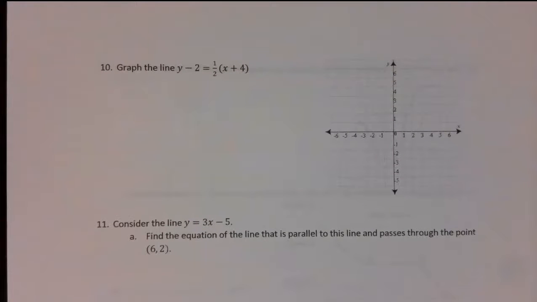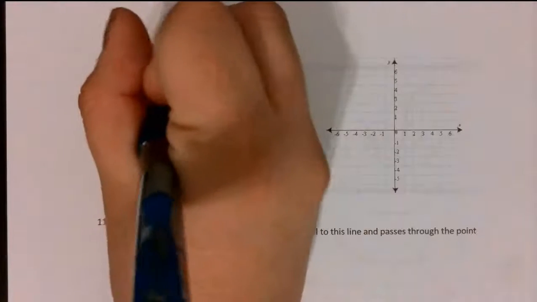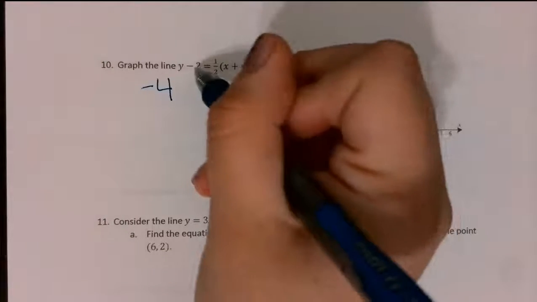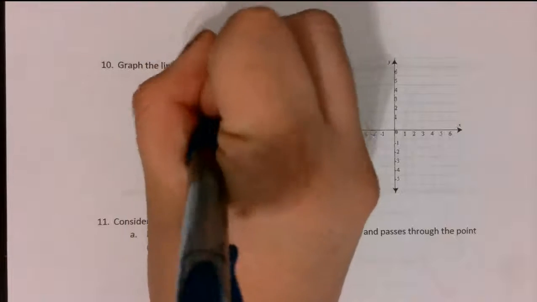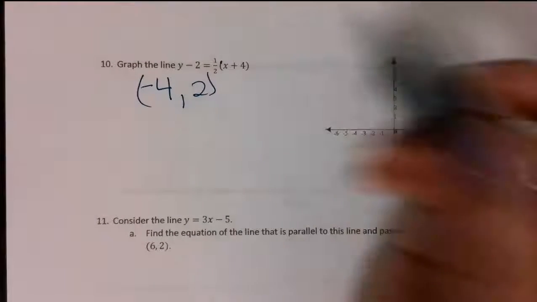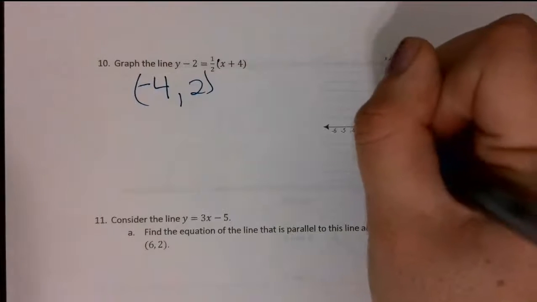Moving on, this one wants me to graph the line y minus 2 equals 1/2 x plus 4. So this one is in point slope form. So this is telling me I have the opposite sign for my x part, opposite the sign for my y part. This is the point it's going through. My slope is 1/2. So I'm going to plot the point -4, +2.